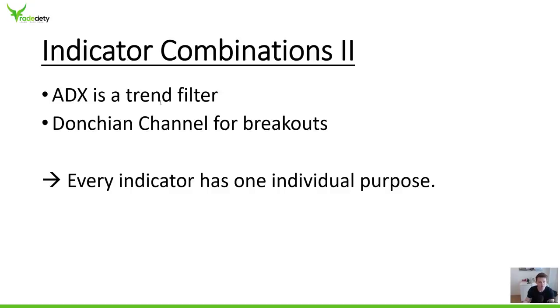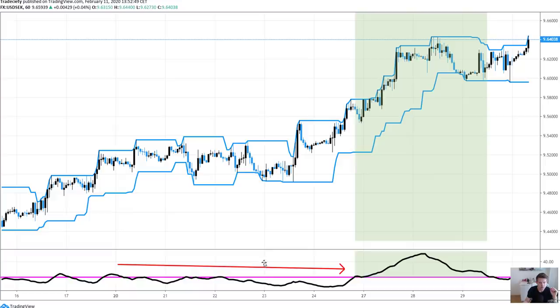Example number 2, we're going to use again an ADX as a trend filter, and we are going to use the Donchian channel to time breakouts. Again, every indicator has its own individual purpose. So what we're going to do is, again, a trend filter. We are only going to look at the Donchian channel for breakouts if you are in a trending market. In a range market, when the market is moving sideways, you don't want to look for breakouts, obviously.